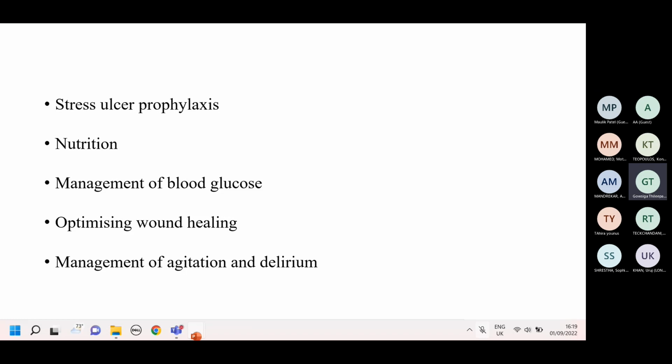And management of agitation and delirium. If the patient is in the ITU, the ITU stay itself can cause agitation and delirium. There are a lot of causes. I'm not going into details, but it should be assessed in all kinds of patients who are staying for a long time, and not only a long time, even 1 or 2 days. You should assess with the CAM-ICU score. Maybe you are all aware of it. It should be assessed, and you should detect early and treat early.